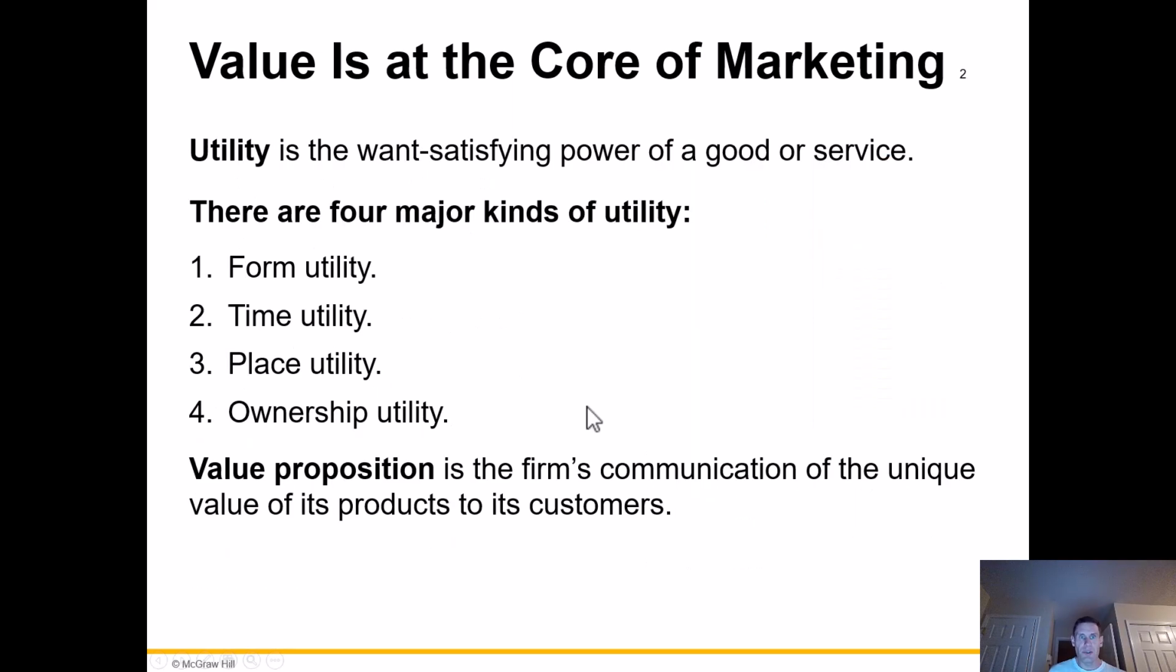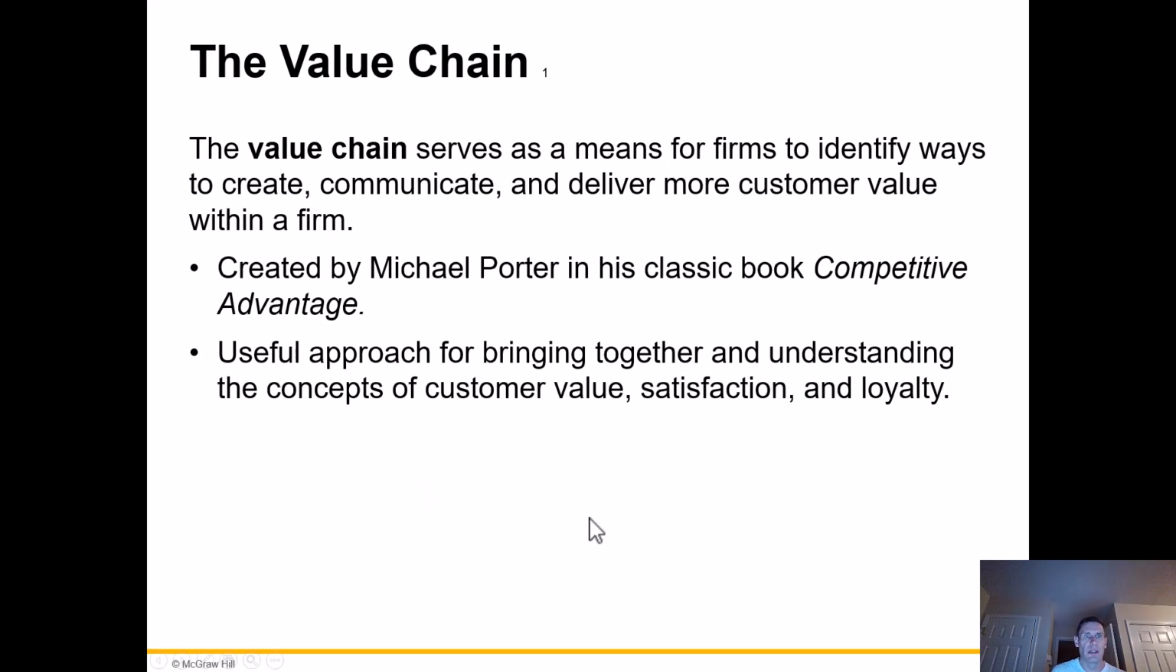So utility is the want satisfying power of a good or service. And there's four types of utility. We have form utility, we have time utility, we have place utility, and we have ownership utility. And the value proposition is the firm's communication of the unique value of its products to its customers.